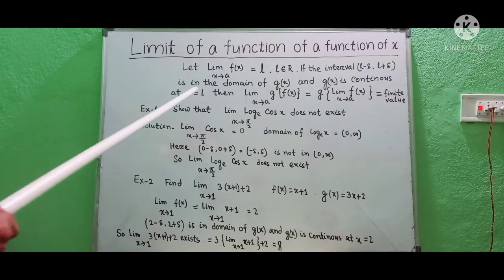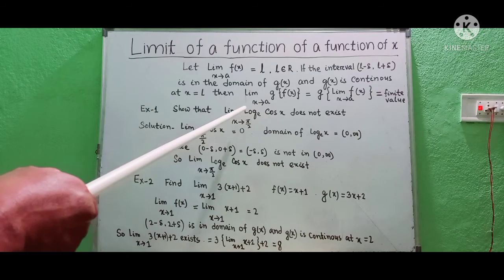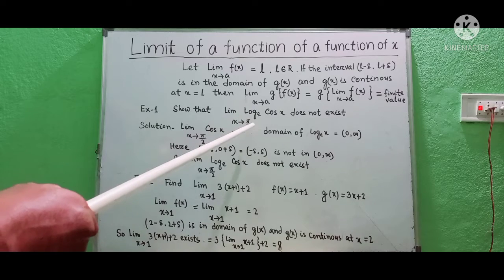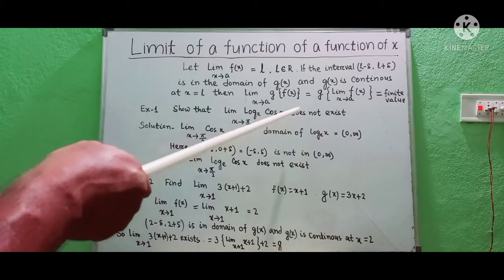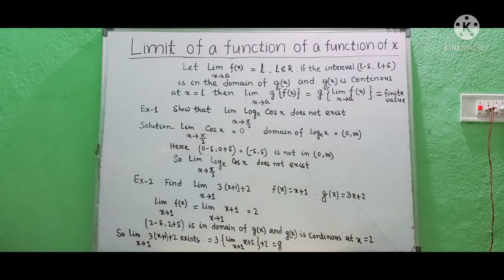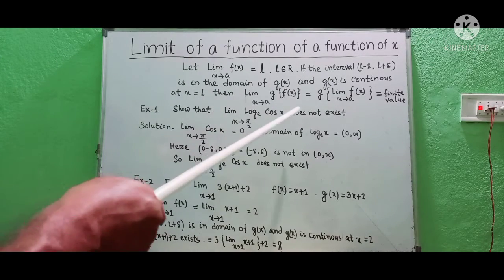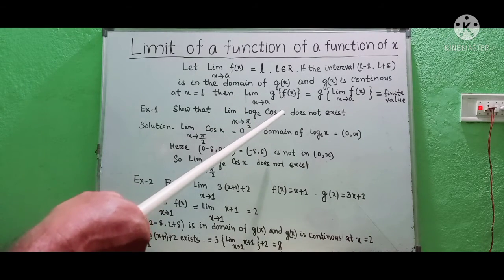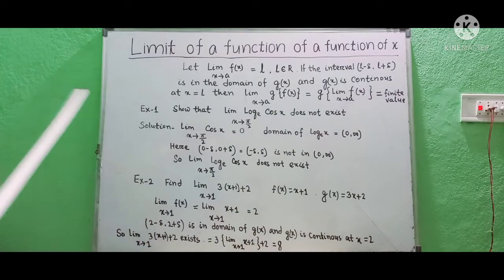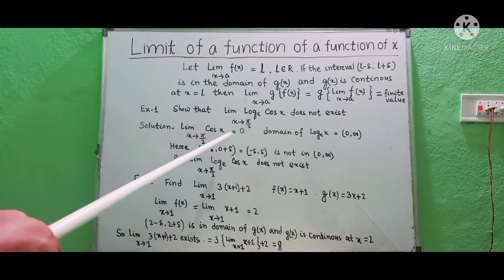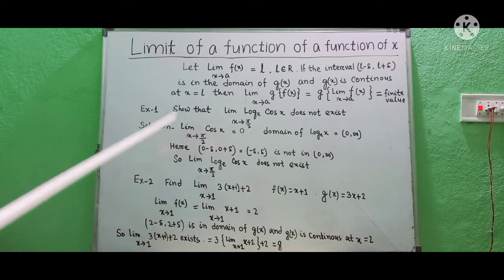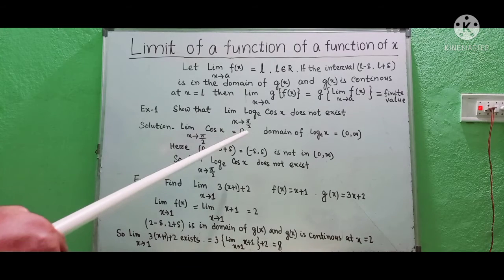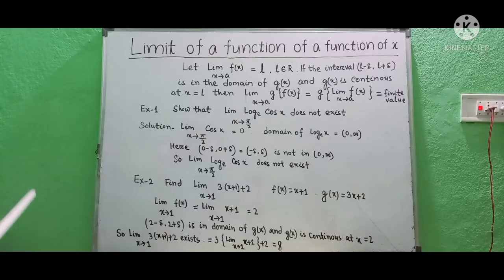Come to example 1 for understanding. Show that the limit of log cos x as x tends to pi by 2, in radian form, does not exist. That means its value cannot be defined. Solution: the limit of cos x as x tends to pi by 2 is cos pi by 2, which is equal to 0.